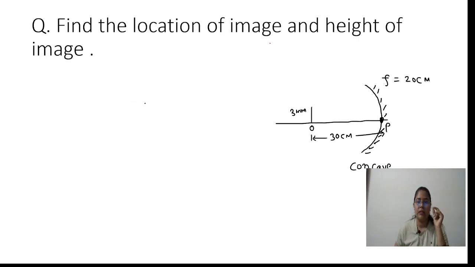Take one question which came in a previous year. Find the location of image and the height of the image. Done. In this, you see a concave mirror. F is equal to 20 centimeter is given, the object height is 3 centimeter, and the object is put 30 centimeter behind the pole. So what is the location of image here?